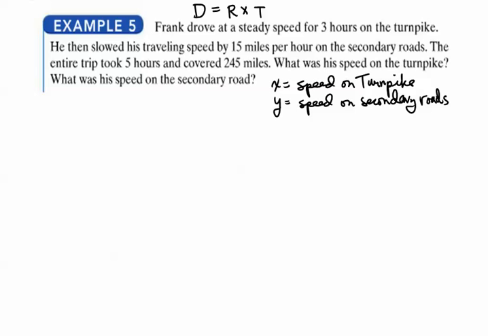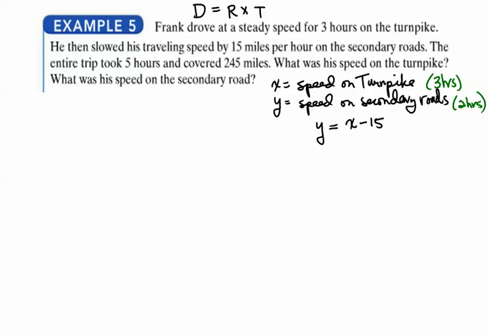We know a couple of things here. We know that the whole trip took 5 hours, and 3 hours of that time was spent on the turnpike. That must mean that 2 hours were spent on the secondary roads. Now, we know something else here. We know that the speed on the secondary roads was 15 miles per hour slower than the speed on the turnpike.